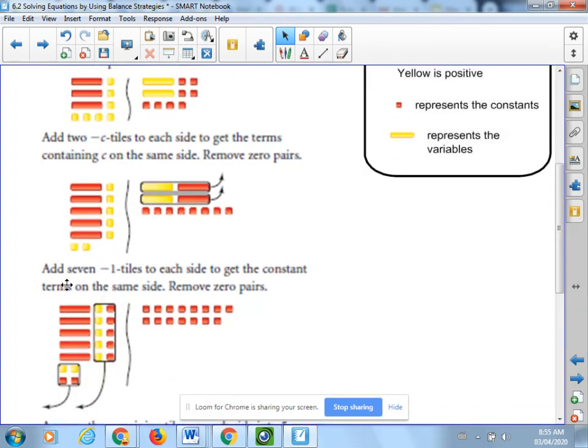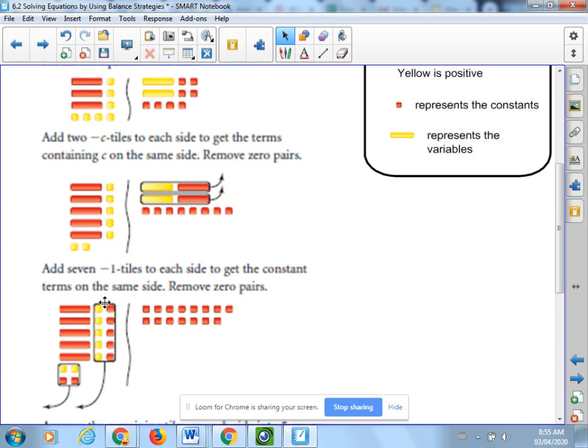Your next step, add 7 negative 1 tiles to each side to get the constant terms on the same side. So once again, we need to do the opposite of what is there. Because our variable's on this side, I have to do the opposite of the constants on this side. Because if I did the opposite of what was on this side, I would have had nothing left over here. And it's not possible to balance something if you don't have anything left on one of the sides.